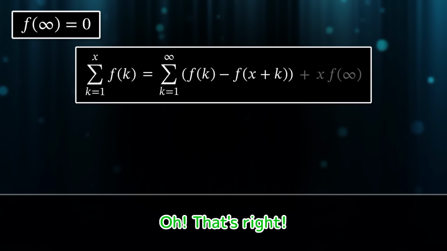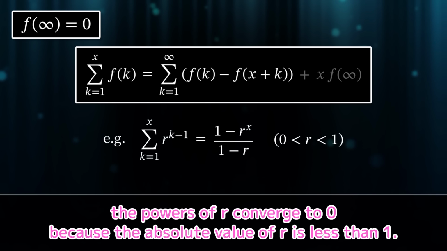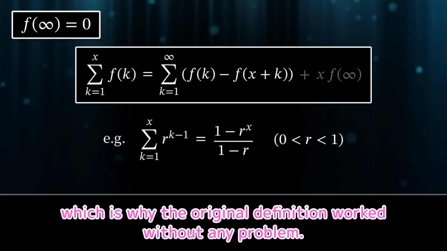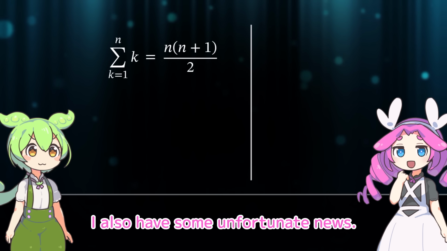Oh, that's right. For example, in the geometric sum, the powers of r converge to 0 because the absolute value of r is less than 1. Therefore, the correction term was unnecessary, which is why the original definition worked without any problem. So that's what happened. I also have some unfortunate news.